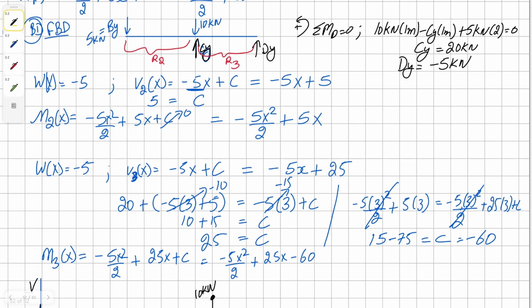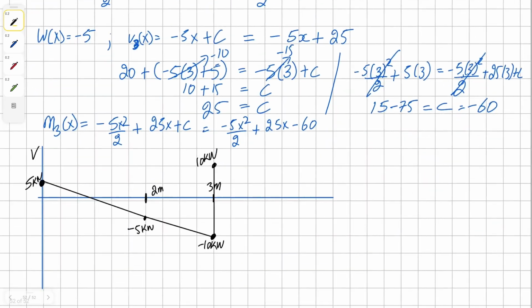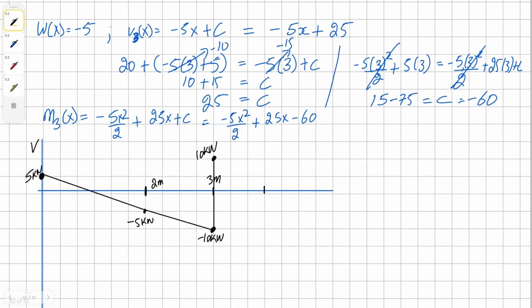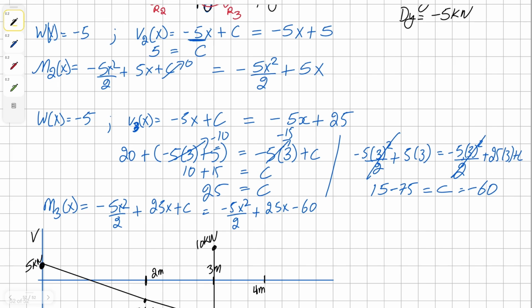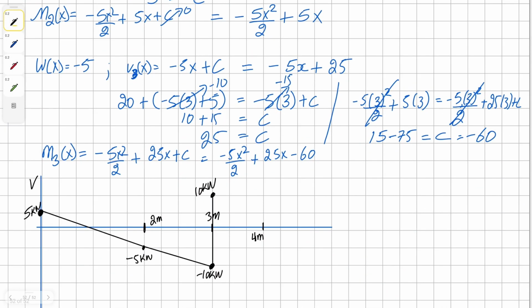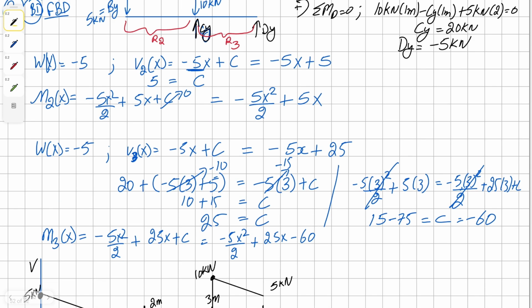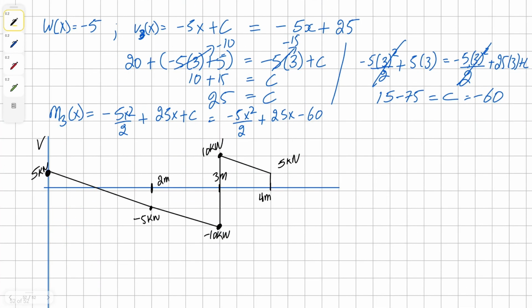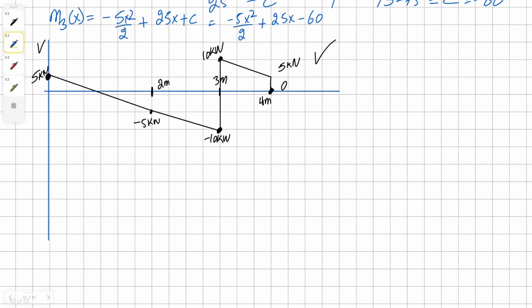And once we are here, we're going to get pushed down again for 1 meter. So it'll be 4 meters. At 4 meters, we're going to go down 5 meters. So we're going to be at positive 5 kilonewton, and then dy is going to push us down another 5, and we're going to come down to 0. Because we are at 0, this means our diagram is correct.